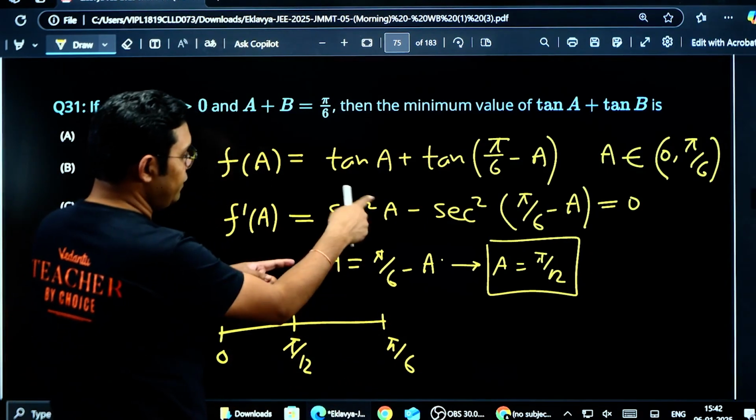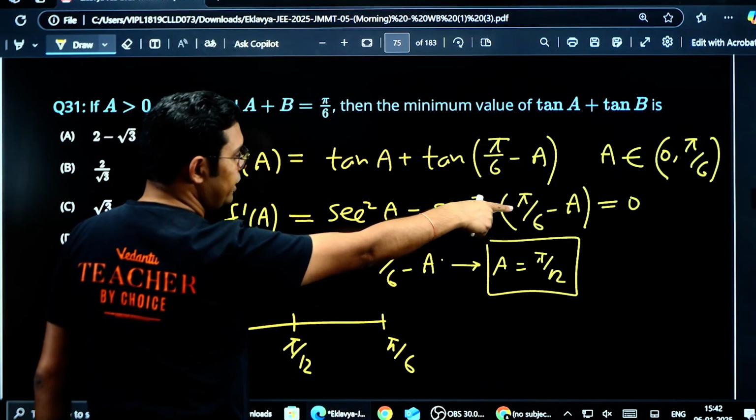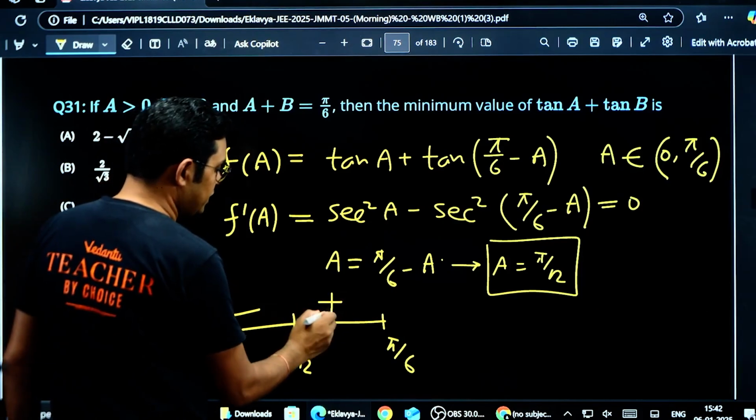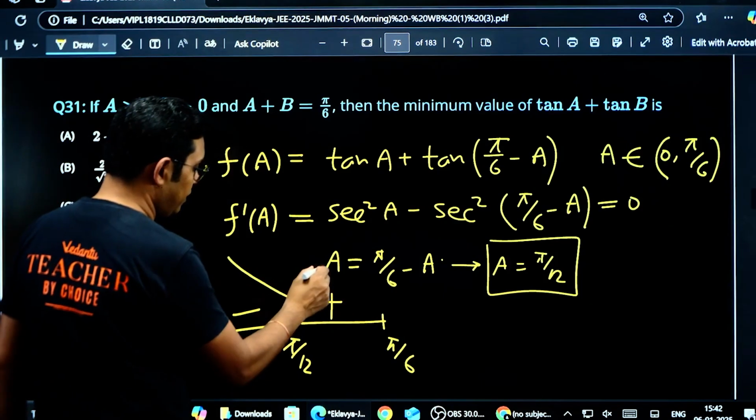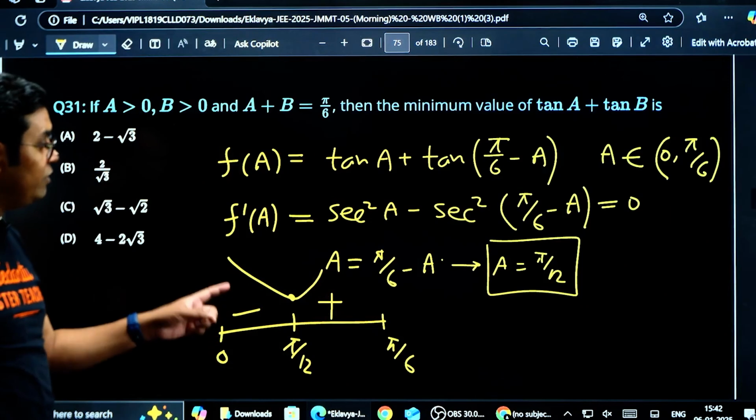At 0, this will be 1. At 0, this will be, I think, 2. So it is negative here. It is positive here. So that is the point of minimum. So pi by 12 is the point of minimum. Pi by 12 is 15 degrees.